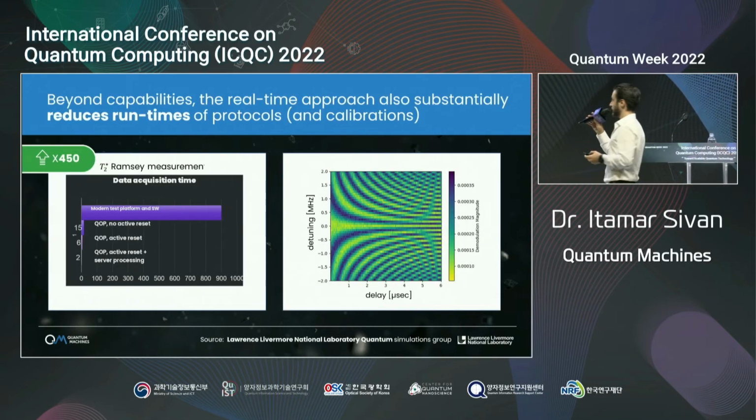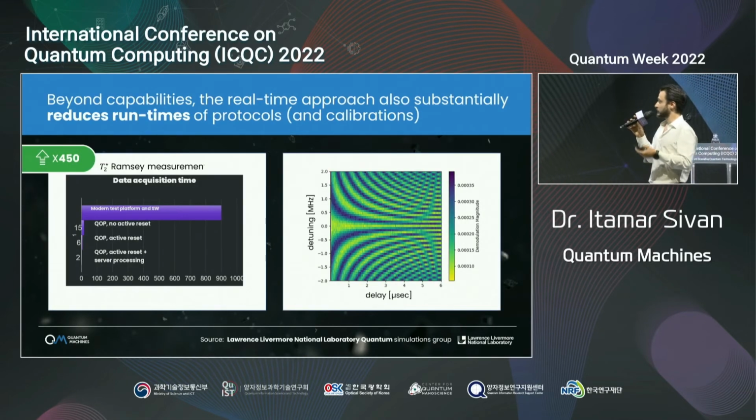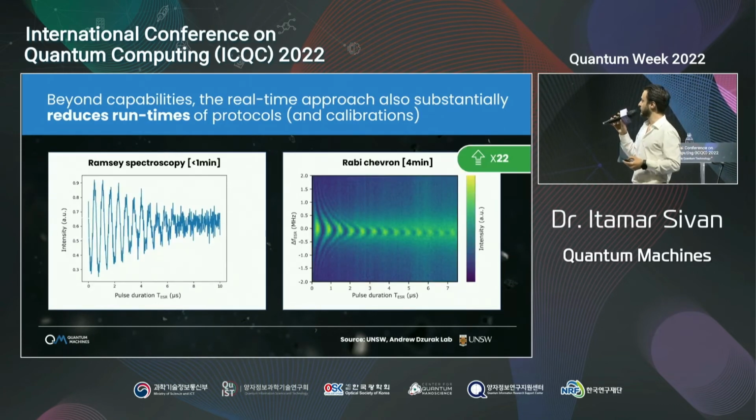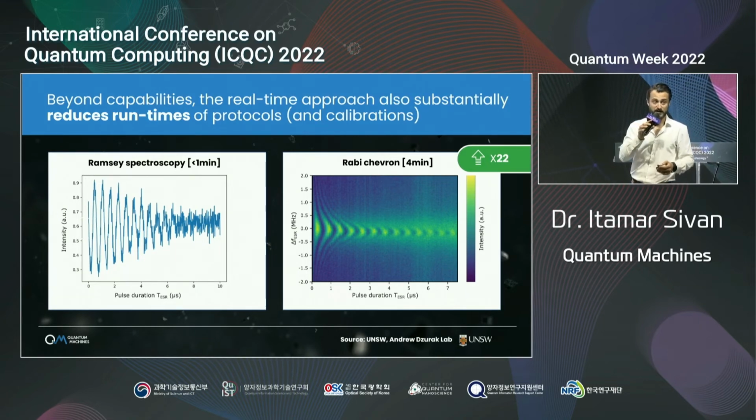Another example, just a Ramsey. This is the good old Ramsey that was sped up by a very large amount. This is from Lincoln Labs in the United States. This is a Rabi chevron for those of you who are working with quantum dots. This Rabi chevron used to take this lab an hour and a half. Now it takes them 4 minutes.